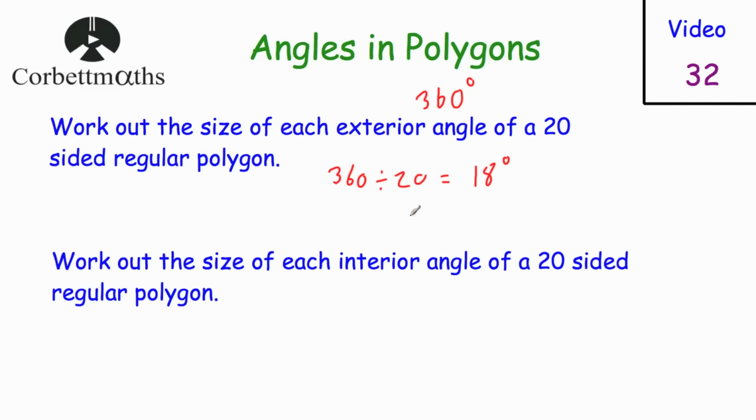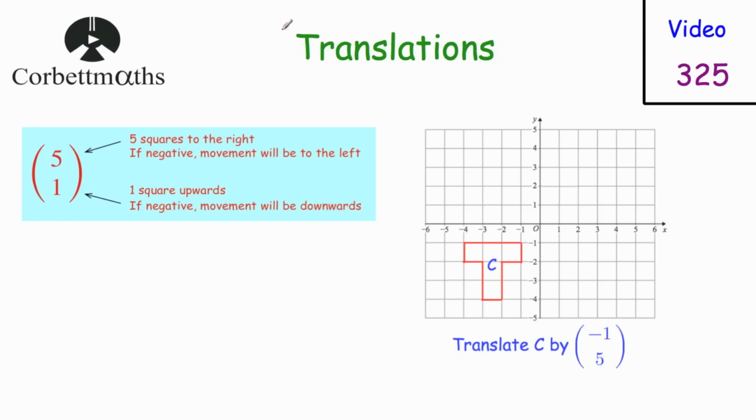So that's one approach. Alternatively, if we know that all the exterior angles are 18 degrees each, if we take that 18 degrees away from 180, we will find the size of the interior angle, because remember, the interior angle and the exterior angle will always add up together to give us a straight line, 180 degrees. So if we do 180 take away 18, that's equal to 162 degrees. And that's it.